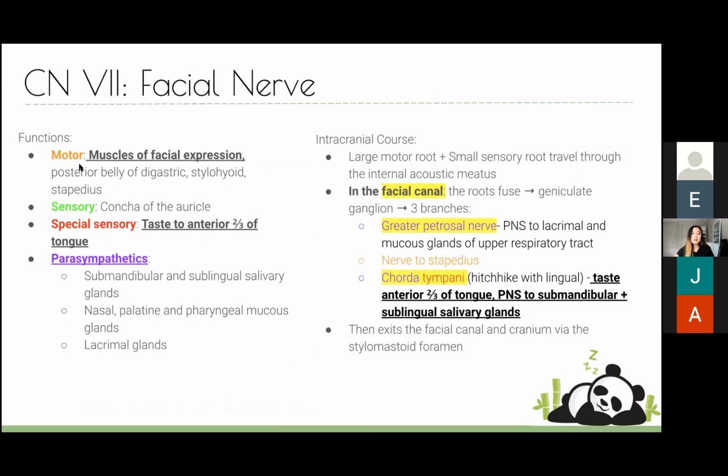Big things. Muscles of facial expression. Taste to the anterior 2/3 of the tongue via the chorda tympani, which also supplies PNS to your salivary glands that lie here. We'll go through that a little bit more. So that's the PNS. You also have PNS to the lacrimal and mucus glands of the upper respiratory tract. Other than that, it's related to the facial canal, which is quite important, which is close to your middle ear.